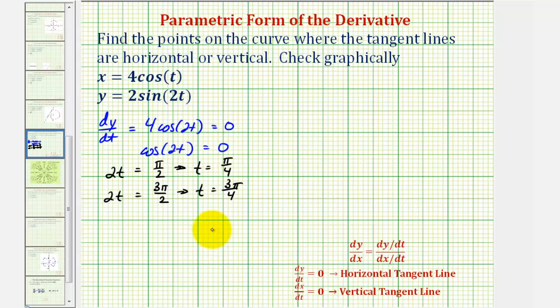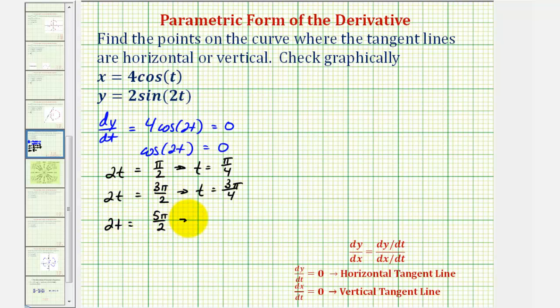But we're not done because this curve is going to be traced over the interval from 0 to 2pi. So we want to find all the values of t from 0 to 2pi where dy/dt equals 0. But what we can do now is go back to where we had 2t equals pi/2, and cosine 2t would be equal to 0 when 2t is equal to pi/2 plus the period of cosine. Well, pi/2 plus 2pi would be equal to 5pi/2.